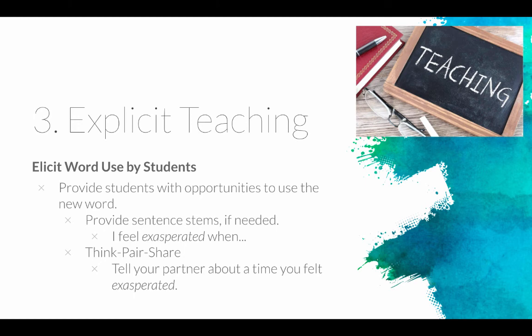Next, elicit word use by students. So at this stage, we want the students to practice using this word in their oral language. Provide the students with opportunities to use the word by using sentence stems if they're needed. So for example, you could give the stem, I feel exasperated when, and then have your students finish this. They could finish this independently, or they could turn and tell a partner.